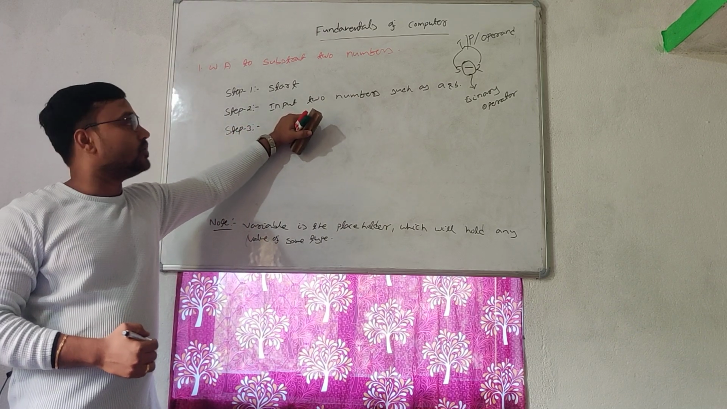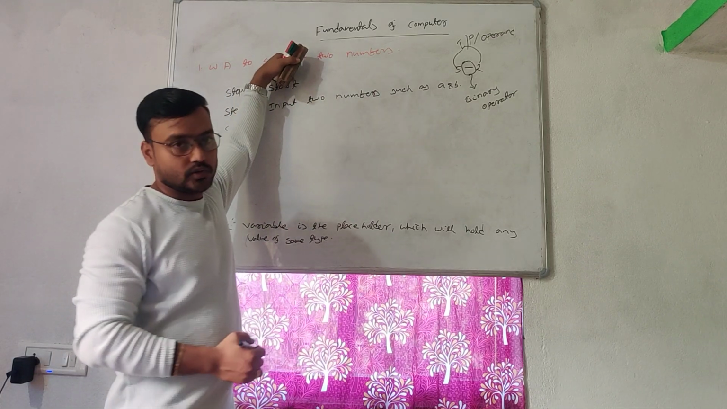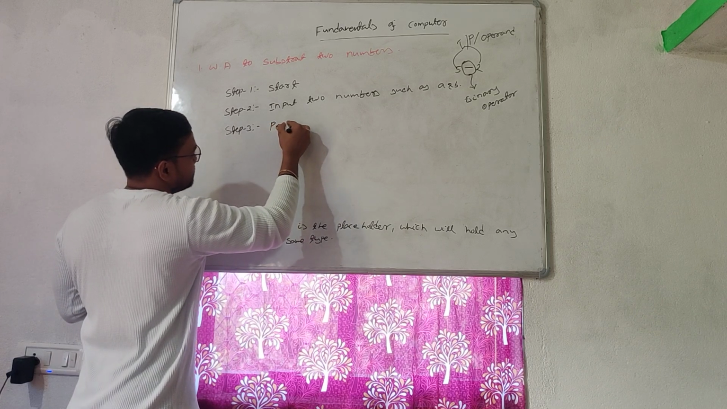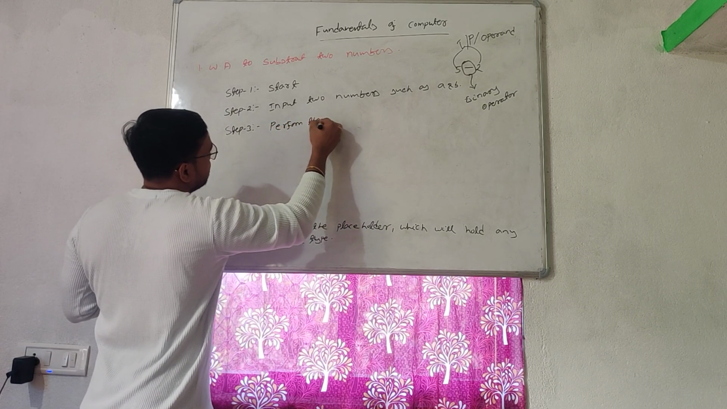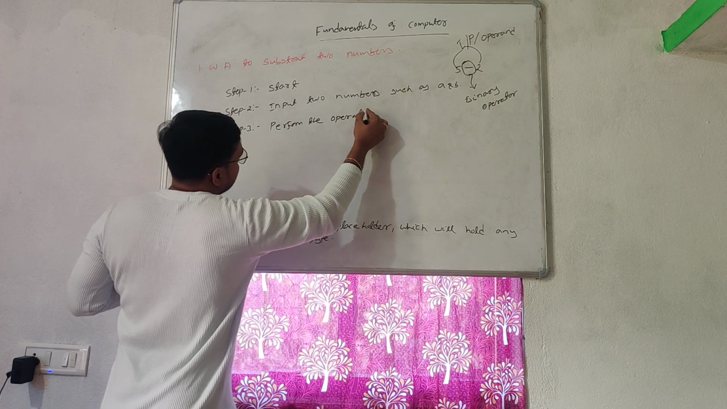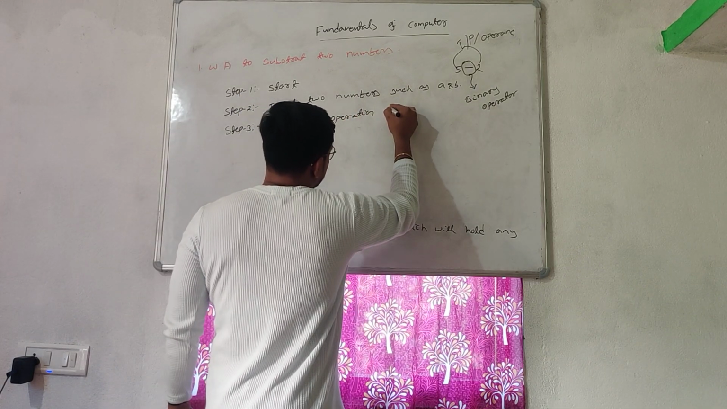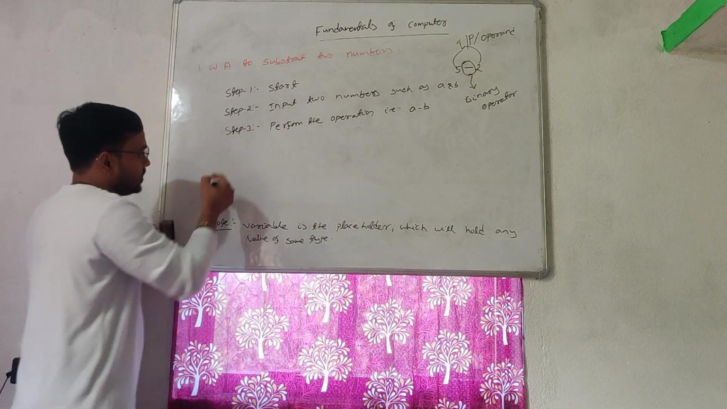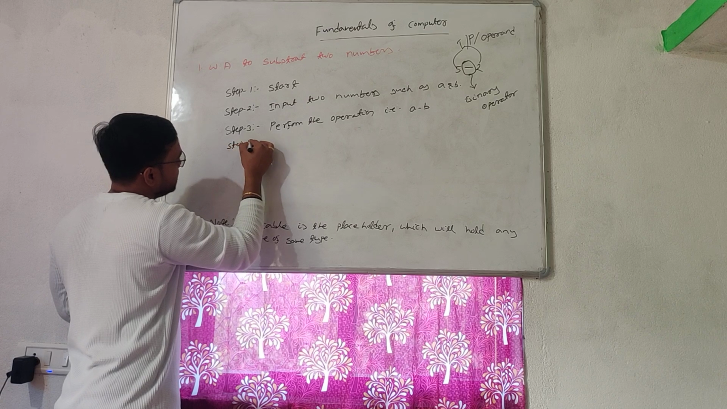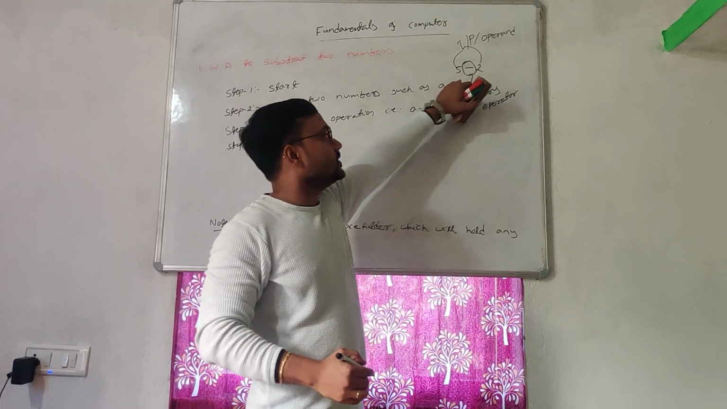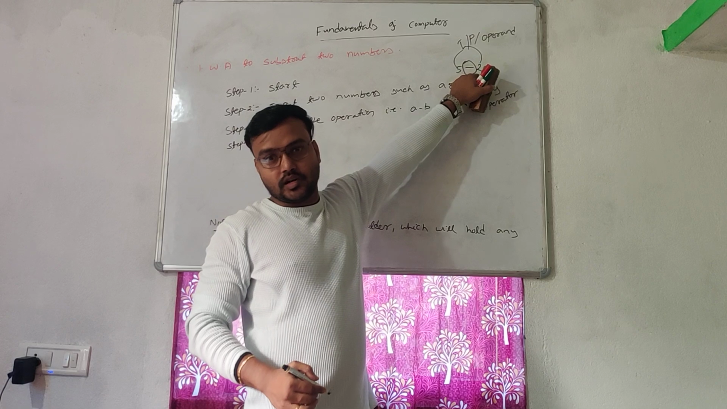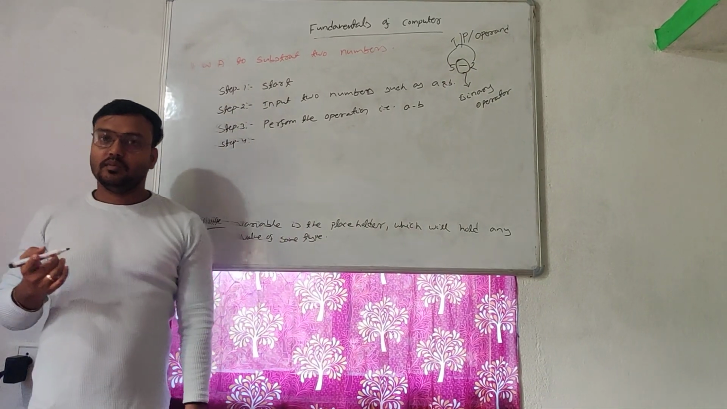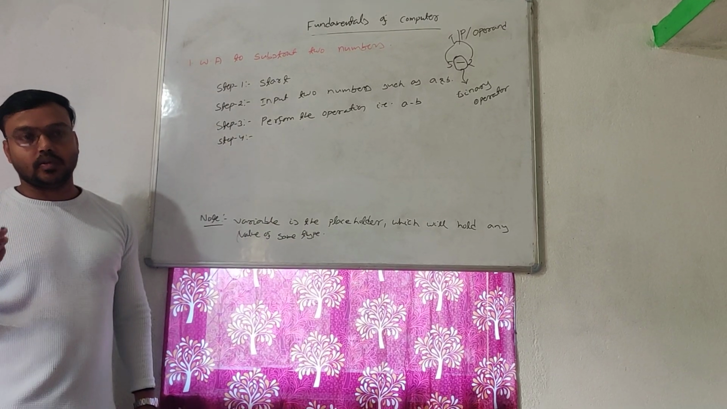I have the inputs. What do I need? I have the operator as well, right? The next step is to perform the operation. Perform the operation, that is a minus b. Once that is done, what is the next step? I have calculated 5 minus 2. What next? I need to store the result. I need to print the result. Before printing, I need to store it somewhere. Then you are able to print. Clear?